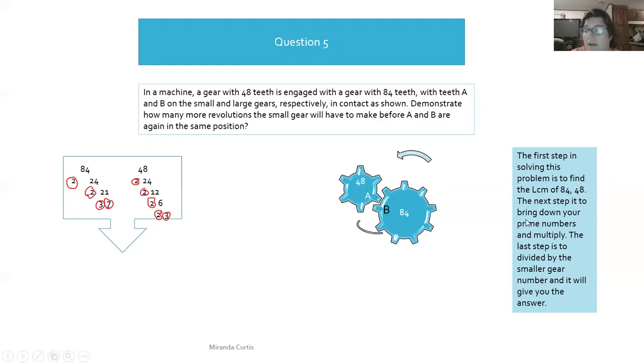Okay, then it says the next step is to bring down your prime numbers and multiply them. Okay, let's do that. So we have 2 to the fourth, and then we only need 2 more from this problem. We only need 1 three because it makes it divisible by both, and we need 1 seven. So 2 to the 4th times 3 to the 1 times 7 to the 1 equals 336. Okay, now we're going to do the next step. The last step is divide by the smaller gear number, and it will give you your answer. So we divide it by 48 because 48 is smaller than 84. You see it's a little lower gear. And that gave us 7.